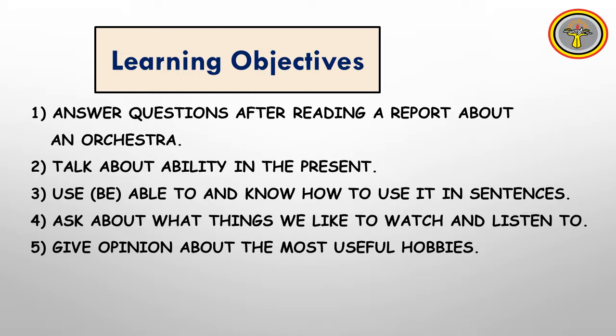Number 1. Answer questions after reading a report about an orchestra. Number 2. Talk about ability in the present. Number 3. Use verb to be, able to, and know how to plus infinitive to use them in sentences. Number 4, ask about what things we like to watch and listen to. Number 5, give opinions about the most useful hobbies.